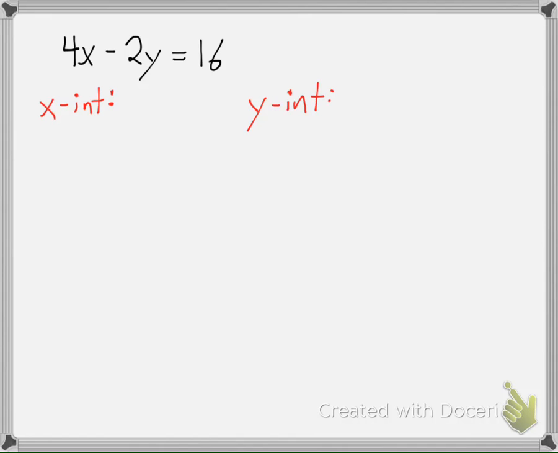Let's see. Tanner. If you want to find the x-intercept, you have to put y as 0. Y equals 0. So then it's like 4x minus 2 times 0 equals 16. All right. So it's just 4x. Okay, Tanner's got it right here.